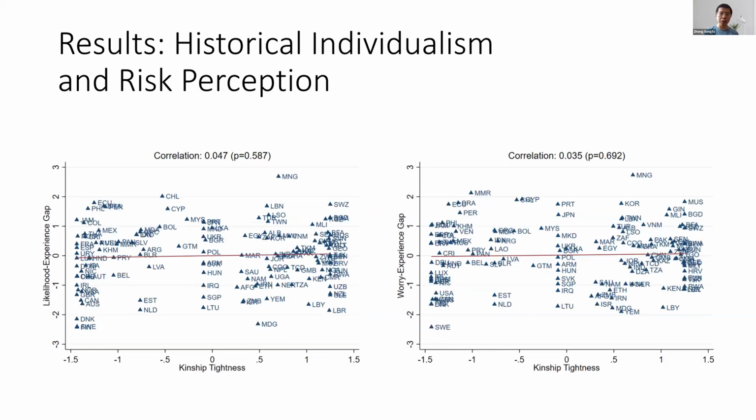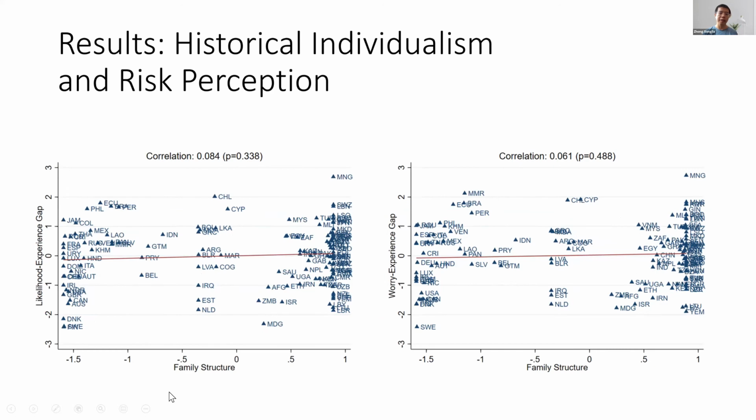Now we move on to the historical individualism. For the overall index of kinship tightness, we can see the line is more or less flat, and the correlation coefficient, although positive, is rather small and statistically insignificant. Then we continue to look at the two subscales of the kinship tightness. The first one is the family structure. So in the graph, you can still see there's a slightly positive correlation.